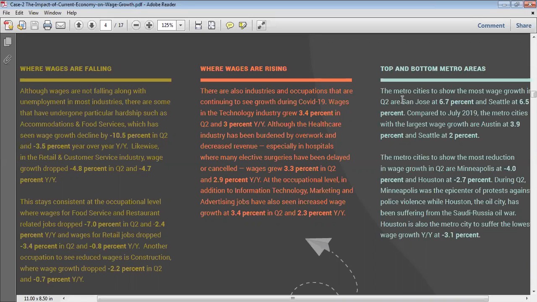These are the states in the United States of America where there is an increase or decrease in wage. This part I'll skip. I hope what I'm reading enables you to understand what exactly we are discussing.